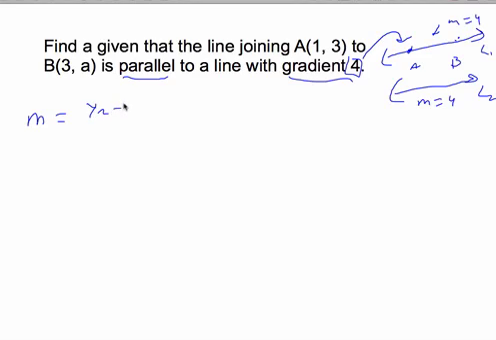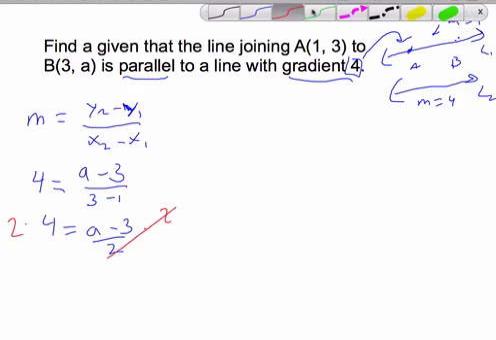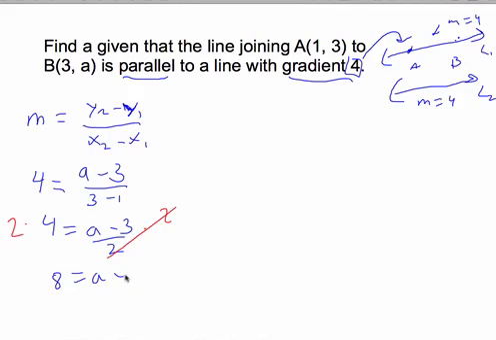Slope equals y2 minus y1 out of x2 minus x1. Then I can substitute in all the values that I know. I know the gradient is 4, so I write that in there. I subtract the y values: a minus 3, and 3 minus 1 on the denominator. Start solving. I have a minus 3 out of 2. I multiply both sides by 2 to get rid of that 2 down there, and I get 8 equals a minus 3. So a equals 8 plus 3, and a equals 11 is our value for a.